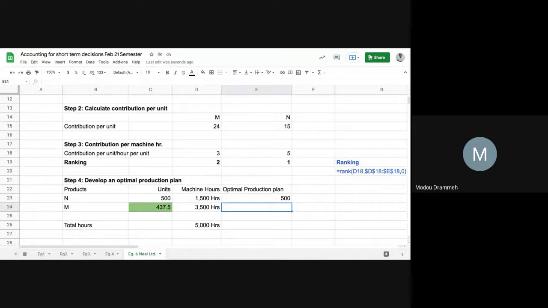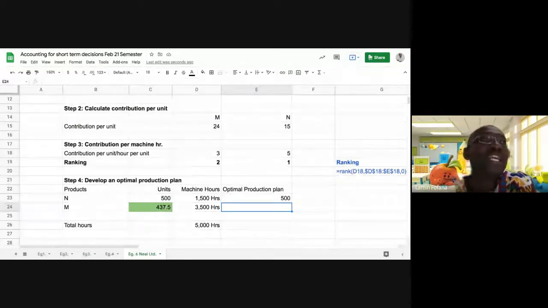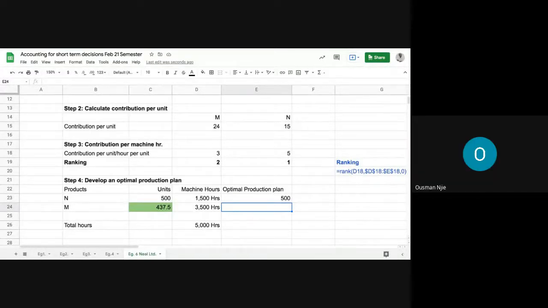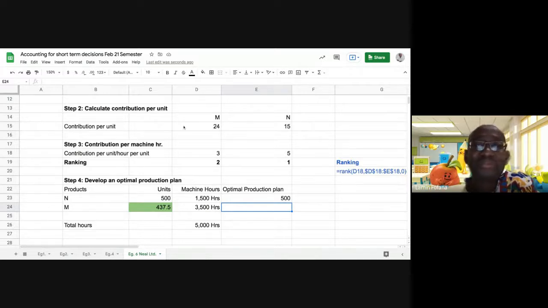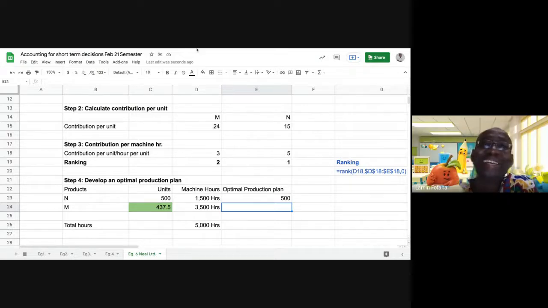The .5 cannot be there, because you cannot produce half. I'm happy somebody said it. Can you produce half a product? Can half a product benefit you? Assuming this is our mango juice example, can you produce half a bottle of mango juice? Which customer is going to buy it? Maybe a bottle that you cut in half, it doesn't even have a cover. So which customer is going to buy that? No way.